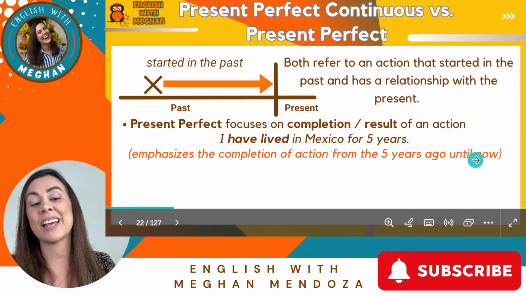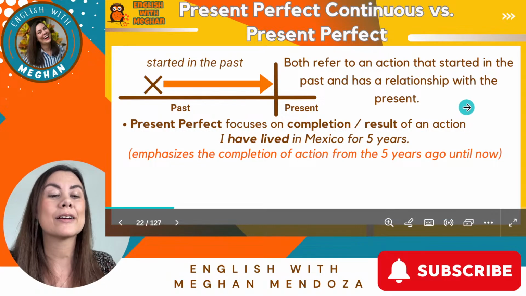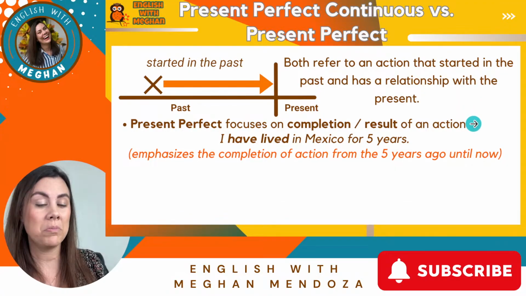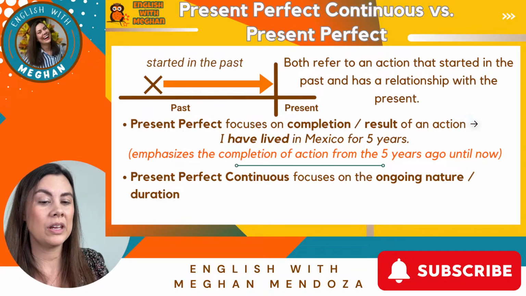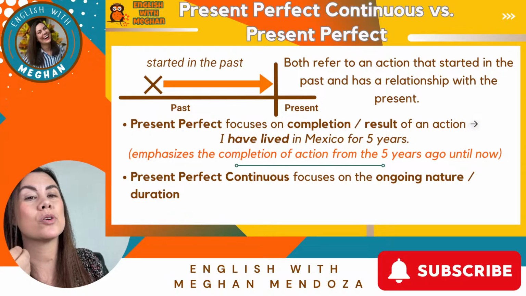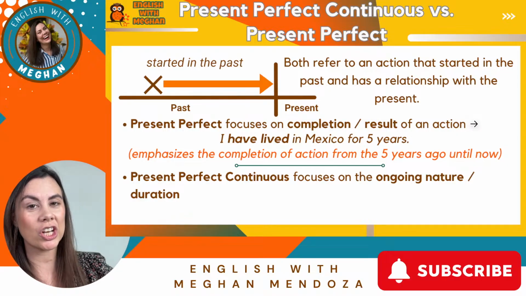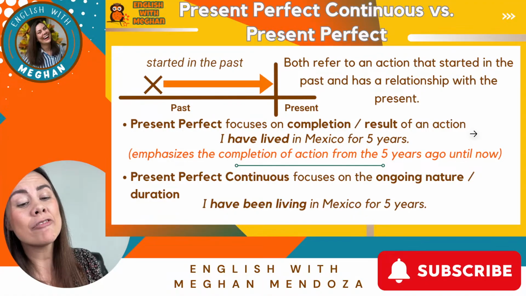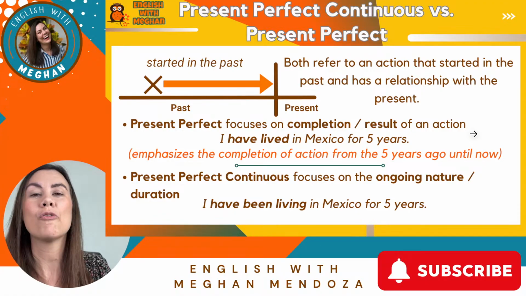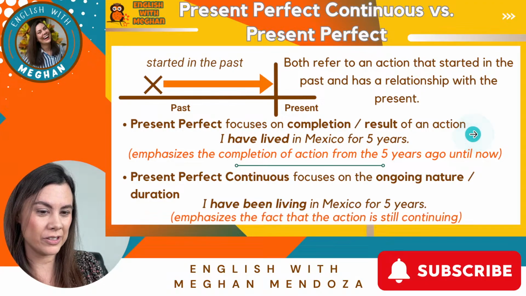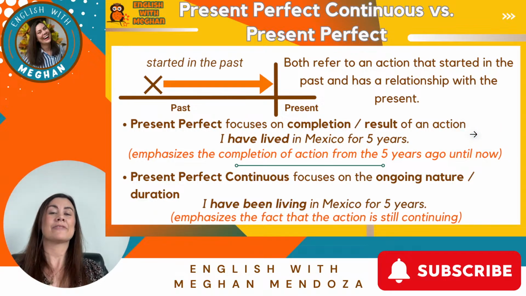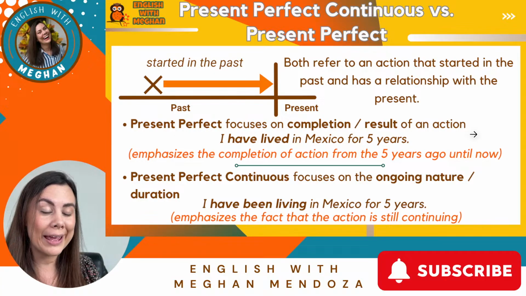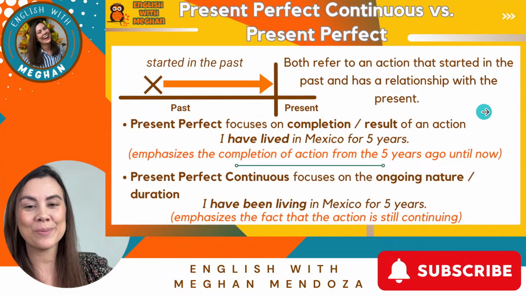That emphasizes the completion of the action from 5 years ago until now. Okay, but if we want to focus more on the continuing action, the duration of time, we could say, I have been living in Mexico for 5 years. This is emphasizing the fact that it's still happening, right? I'm still living in Mexico and I don't plan to stop anytime soon.